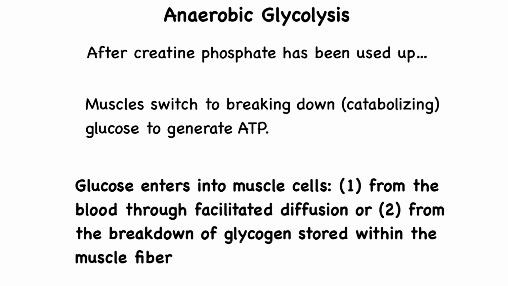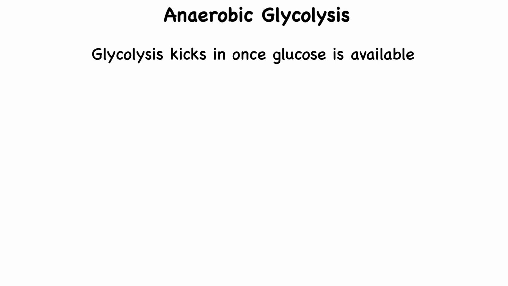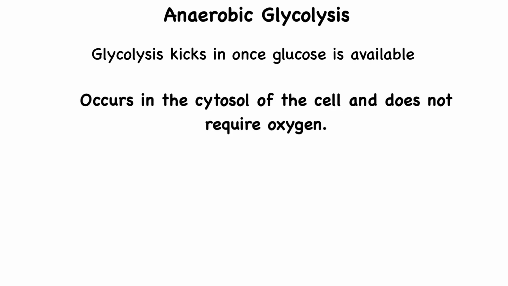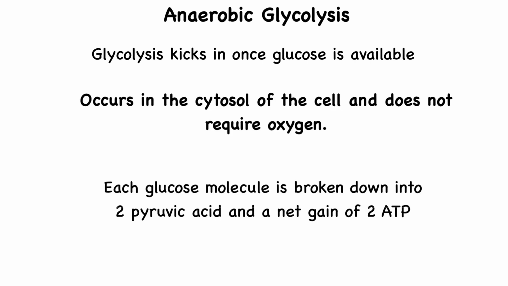Once glucose is available, glycolysis kicks in. This process happens in the cytosol of the cell, doesn't require oxygen, and works quickly. Each glucose molecule is broken down into 2 molecules of pyruvic acid, producing a net gain of 2 ATP molecules. Now, normally, pyruvic acid would move into the mitochondria to continue through oxygen-dependent reactions called aerobic respiration.